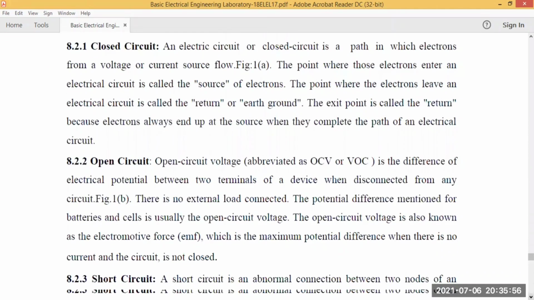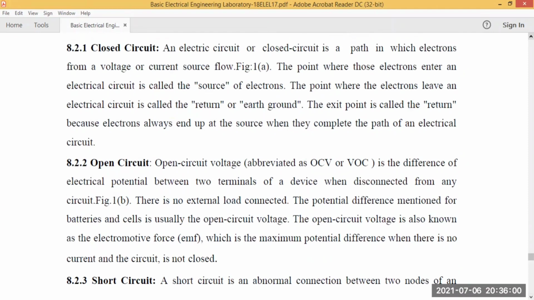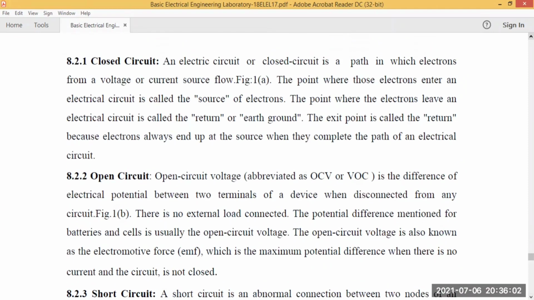In a closed circuit, the electrons flow in a complete path, which is called a closed circuit, as shown in figure 1a. There is a source of electrons, and there should be a return path through the load, which is called ground. The electrons always end up at the source and complete the electrical circuit.